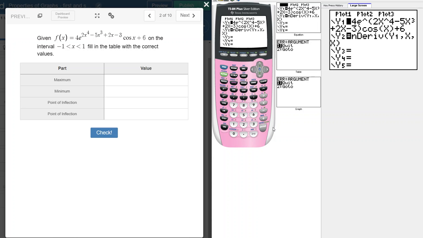So now we actually don't need our original function, we're just going to use the derivative here. So I'm going to turn it off by going up to the equal sign and hitting enter to turn that piece off. So we only need the derivative.